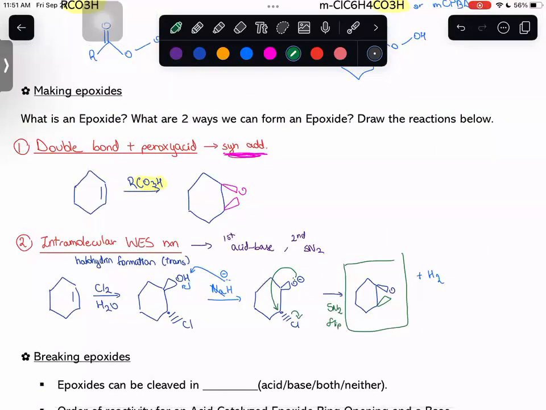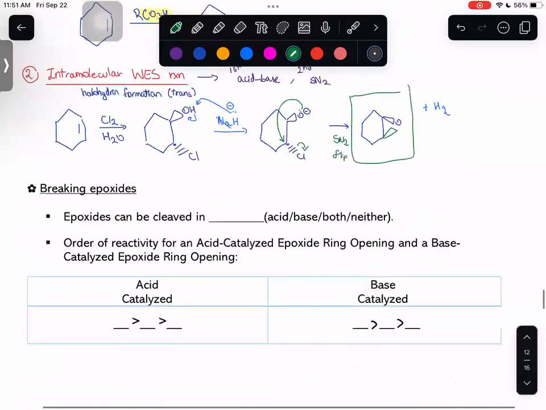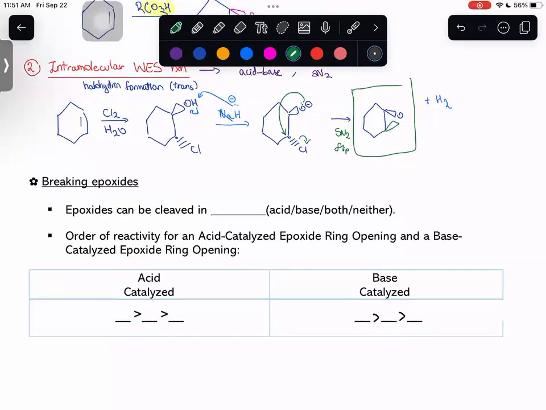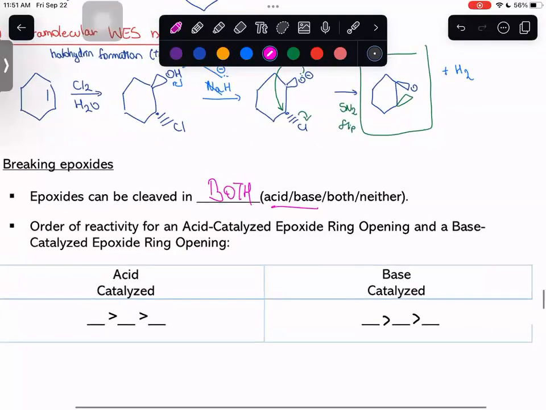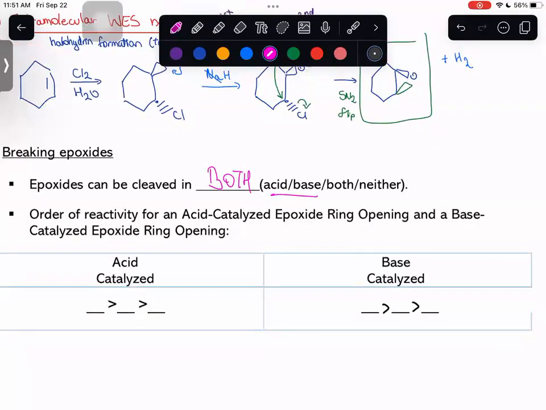Okay, so far, any questions? We're good? Okay, so technically I'm over time, but let's just quickly talk about how to break them. I'm not going to show you the actual mechanism yet. I'm going to save that for next session. But like we learned, epoxides have a lot of ring strain, so they're going to be very reactive in both acids and bases.